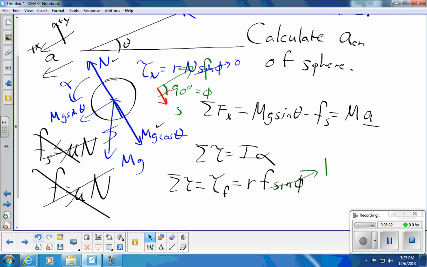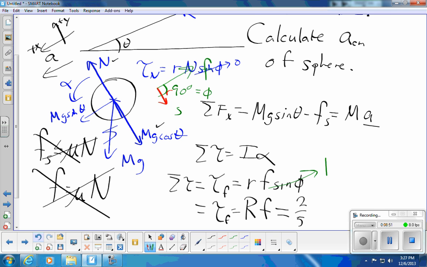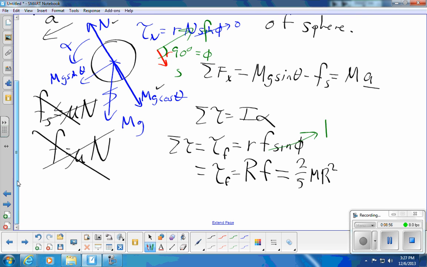R in this case is big R, which is the radius of the wheel. So that's the torque created by the friction force. That is equal to I alpha. What is I? Well, I is the rotational inertia, which is 2/5 mR squared for a solid sphere. And alpha is alpha.